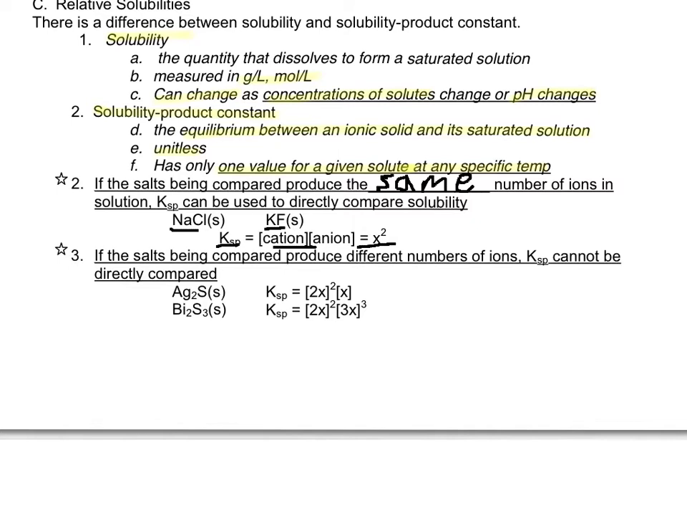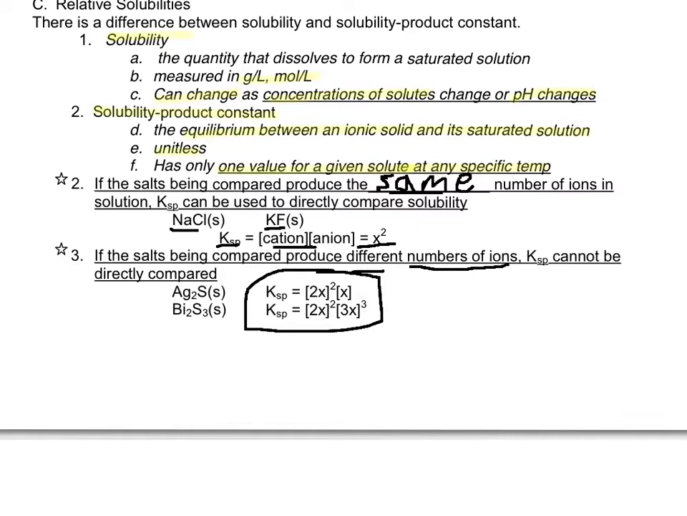But if you're comparing two salts that have different numbers of ions, you can't just look at their KSP and figure out their solubility. That's because their ratios are different, and therefore their equilibrium expressions are different. So if they have the same number of ions, the higher KSP is the most soluble, but if they have different numbers of ions, you can't use the KSP to figure out which one's more soluble. You have to go through and figure out the values for X or do an ICE table or something like that.